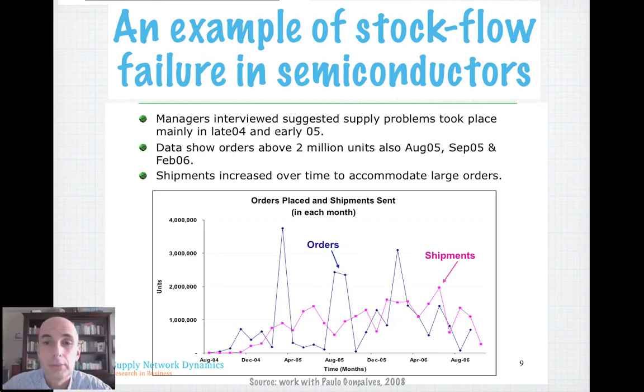Akkermans here, Supply Network Dynamics Chapter 3, Part 6: cognitive filters, and then some real-world examples.